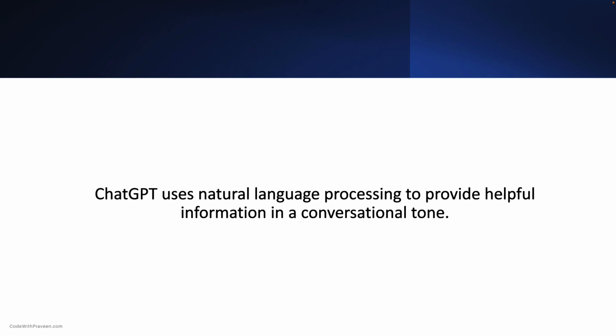Coming to ChatGPT, it uses natural language processing to provide helpful information in a conversational tone. GPT is considered the model that forms the backbone of all this information. ChatGPT is considered an interface on top of it that gives you all this information in a conversational tone. You can use natural language as if you are talking to a colleague or to a friend, and it's going to reply in a similar fashion. We are going to see extensive examples of how this is applied in your programming knowledge.